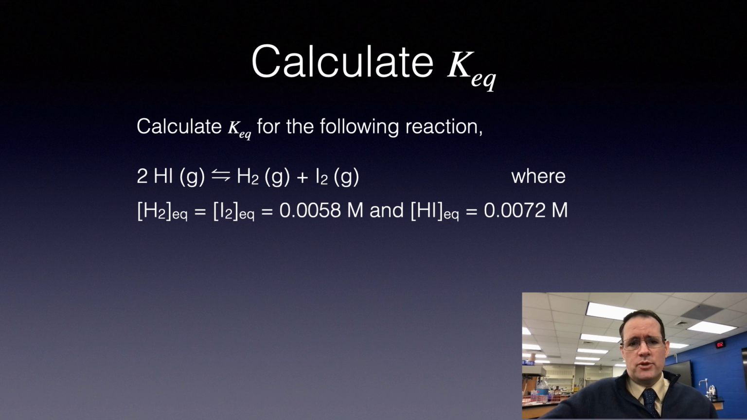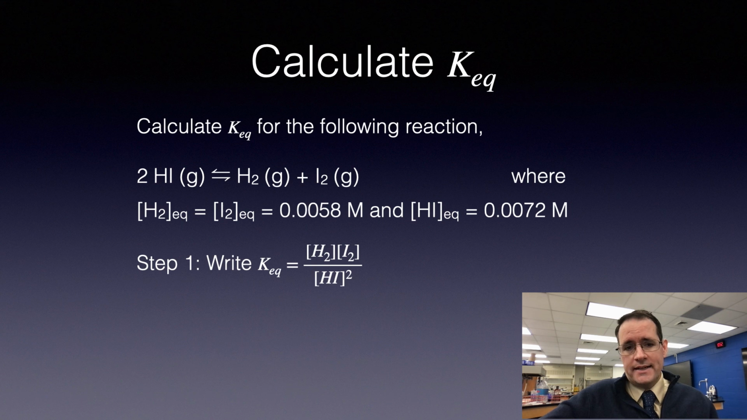How about this problem? We're asked to calculate the KEQ, or the equilibrium constant, for this chemical reaction. And in this problem, we're given all the equilibrium concentrations as noted. Step 1, write the equilibrium expression. It's always products over reactants. So hydrogen and iodine are products, and hydrogen iodide, or HI, is a reactant. Make sure the HI is squared, okay?